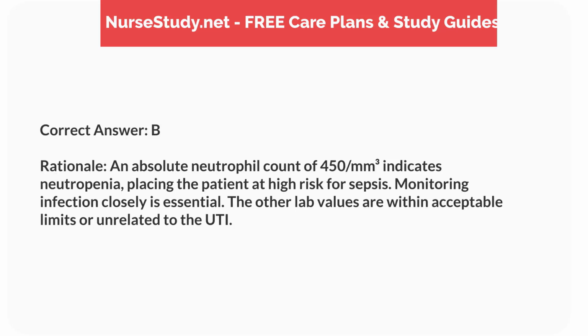Correct answer, B. Rationale: an absolute neutrophil count of 450 indicates neutropenia, placing the patient at high risk for sepsis. Monitoring infection closely is essential. The other lab values are within acceptable limits or unrelated to the UTI.